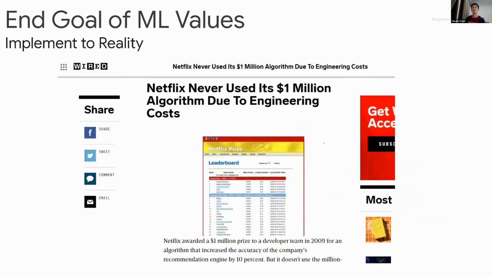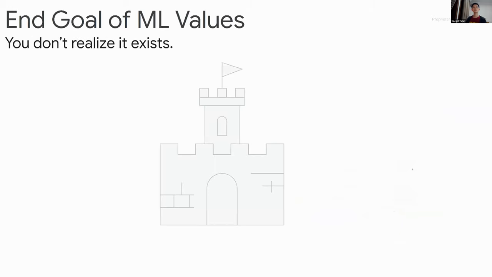Okay. So again, this is the Netflix. And of course, the end goal of ML is that you don't actually realize that it exists, right? If you don't know whether your ML is performing good or not, most of the time it's because you need to make it very seamless, right? You need to make it like you never know it's there.